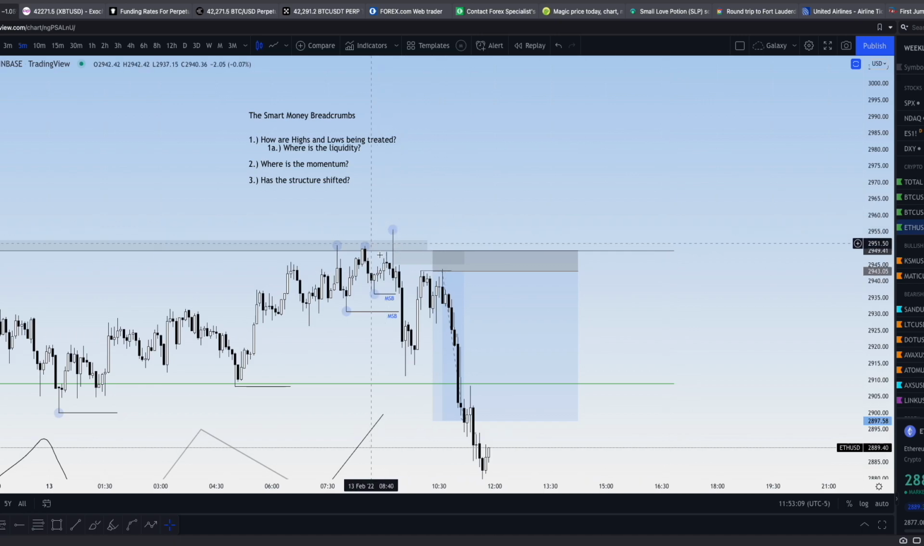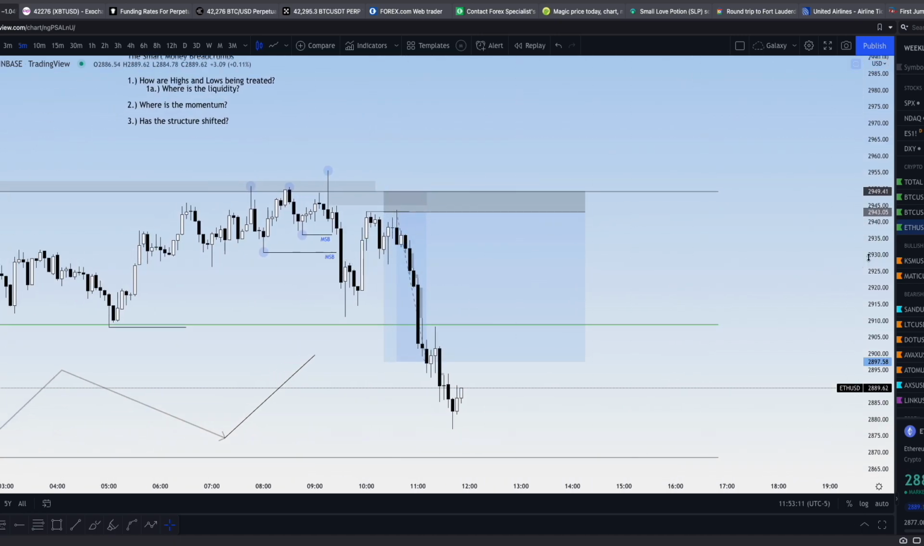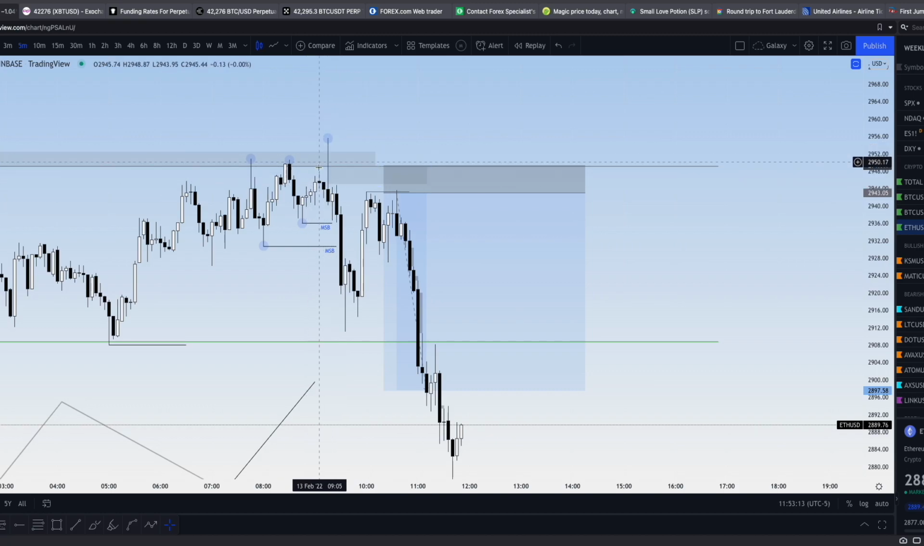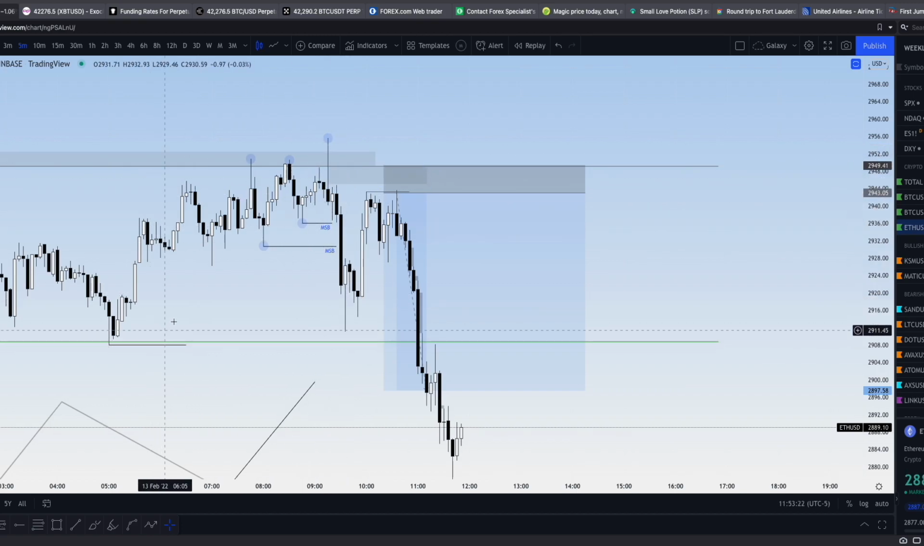So you see liquidity was taken. We had a very strong reaction off of this liquidity sweep. We had just a wick. This is on a 5-minute chart, so you could tell there was a strong reaction. Broke market structure. Still left these lows.